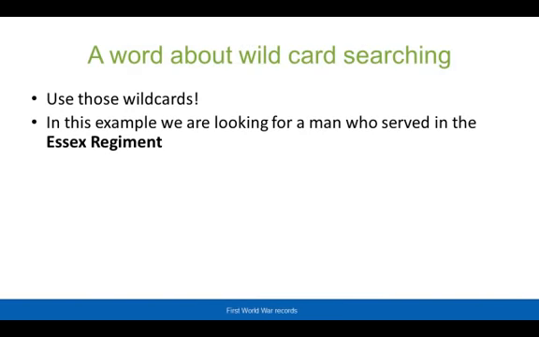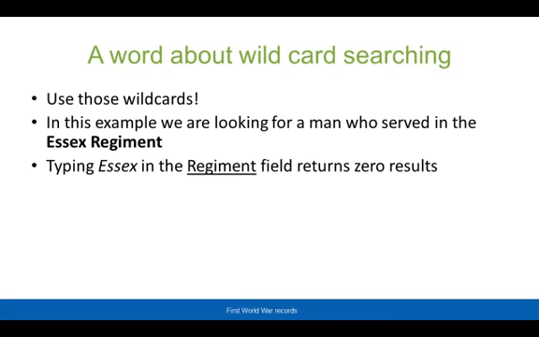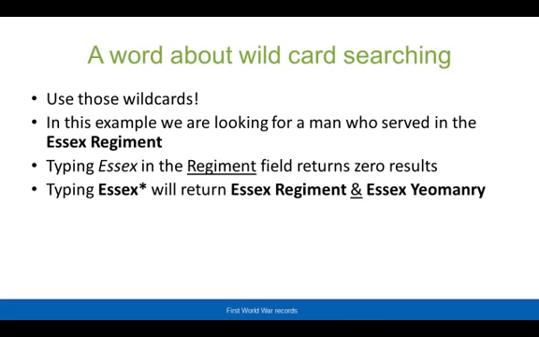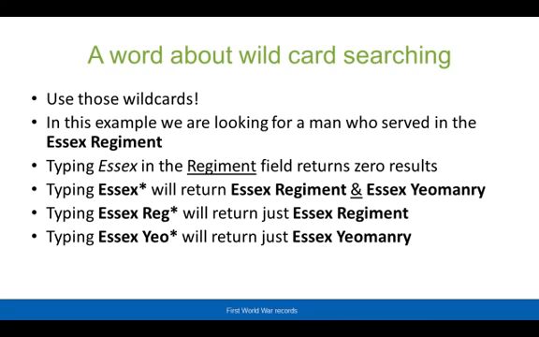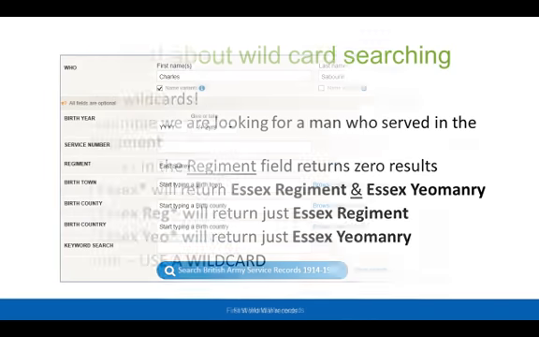Wildcard searching. Use wildcards. Always use wildcards. So in this example, we're looking for a man who served in the Essex Regiment. If you type in Essex in the regiment field, you'll get nothing. If you type Essex and asterisk, you'll get Essex Regiment and Essex Yeomanry. If you just type Essex Reg, you just get Essex Regiment. And if you just type Essex Yo, you'll get Essex Yeomanry. Now you can use as many or as few wildcards as you like. But I advise to just use them liberally. If in doubt, use a wildcard.